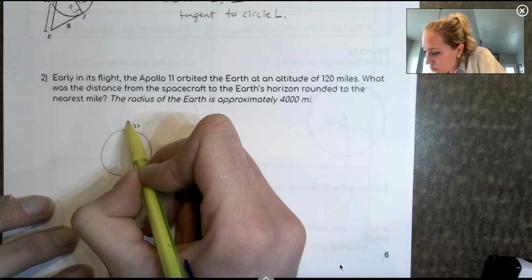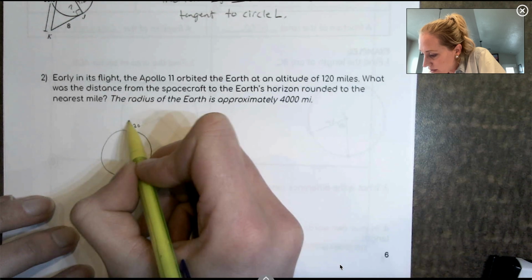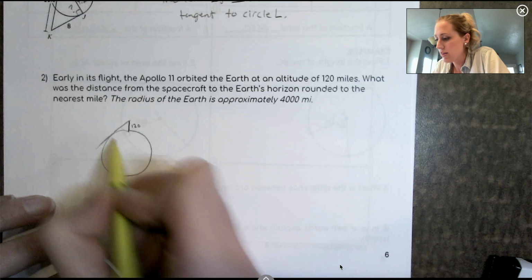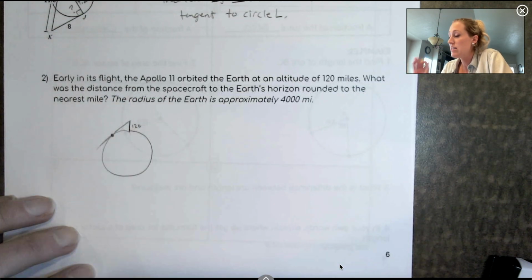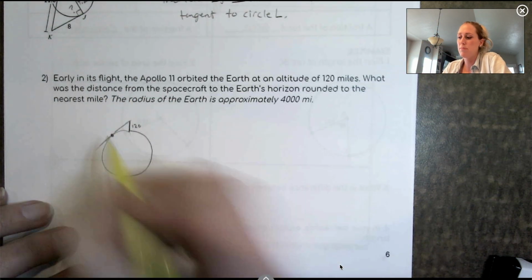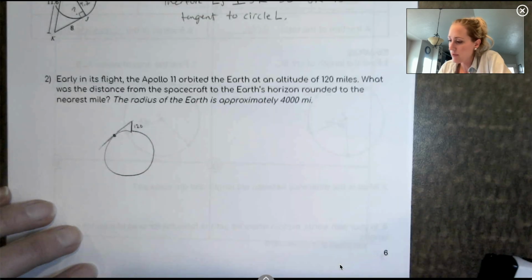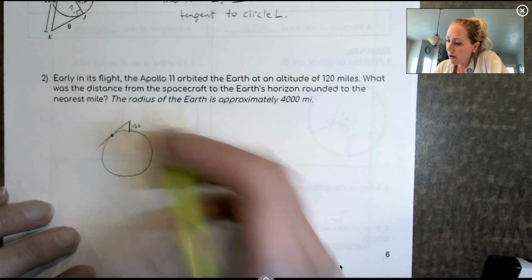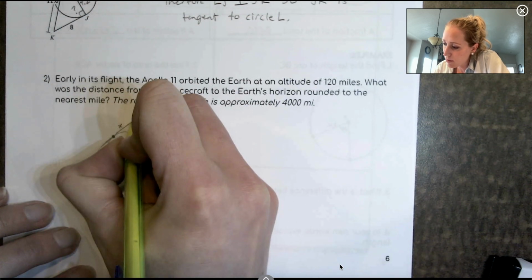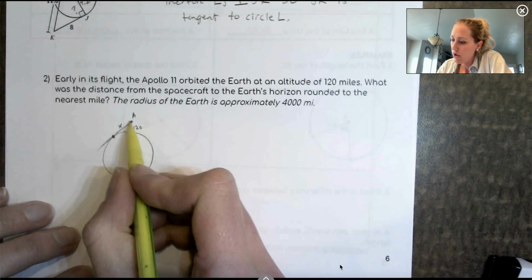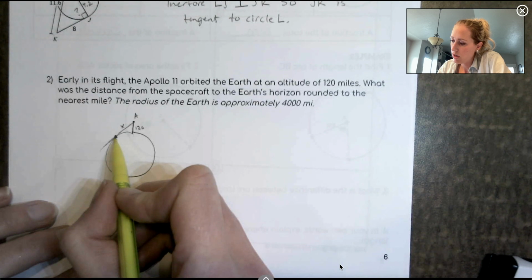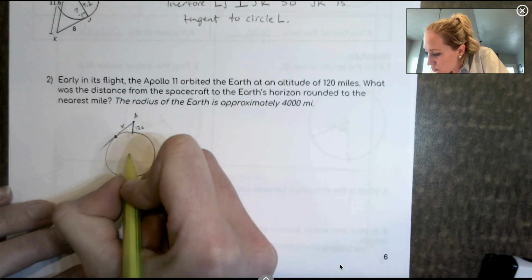And then we're looking out at the horizon. So as we talk about horizon, that's where I see it intersect the Earth, right? We kind of see the edge of the Earth or where Earth falls off. So basically that's a point of tangency, okay? And then they're telling me what was the distance from the spacecraft to Earth's horizon. So we're looking for that. What is the distance from the spacecraft? So I'll put an A there for Apollo 11. So we're looking, what is the distance from A to Earth's horizon, okay?